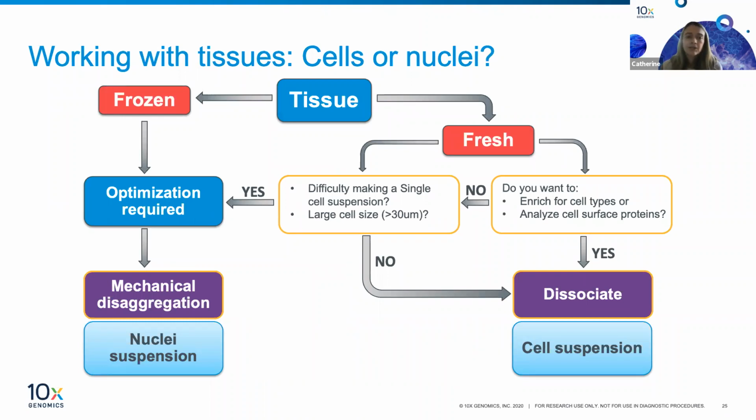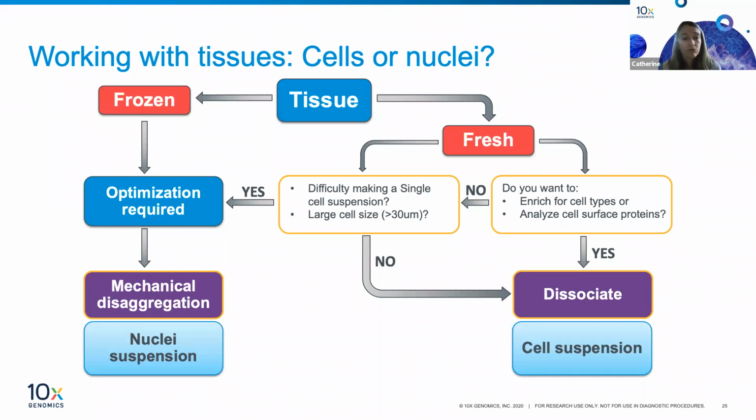As we spoke about earlier, if you have frozen tissue, then your only option is going to be a mechanical disaggregation to isolate nuclei. The cell membranes in that frozen tissue are going to be compromised, which means this is really your only path and will require optimization. Now, if you're working with fresh tissue, you have some options. If you want to work with single cells because you want to enrich for a specific cell type, look at cell surface proteins, or perhaps you have a method in place to dissociate those single cells that's working well, then you'll use an enzymatic dissociation into a single cell suspension.